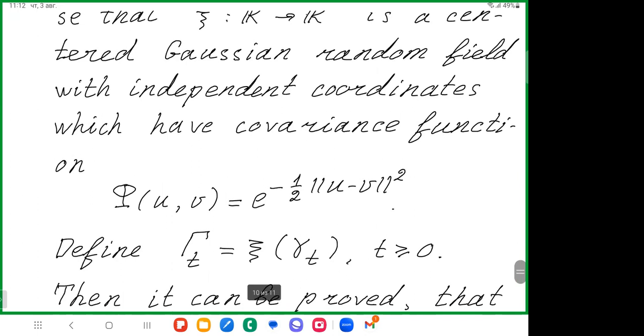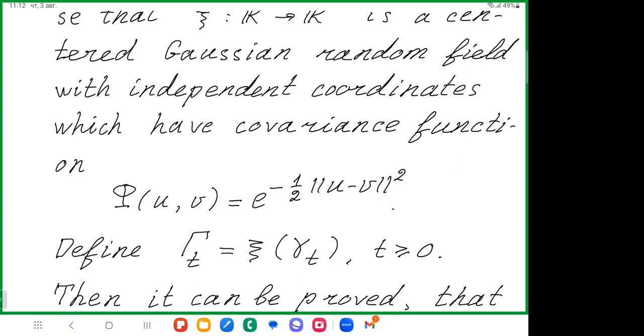Now consider a new curve. Gamma t is xi from gamma t small. So how can this additional randomness, which comes from xi, be interpreted? We just move our curve along the space. But because everything is very small, like a molecule of DNA or other polymer, when we try to look at this fixed molecule, we have an additional random perturbation.